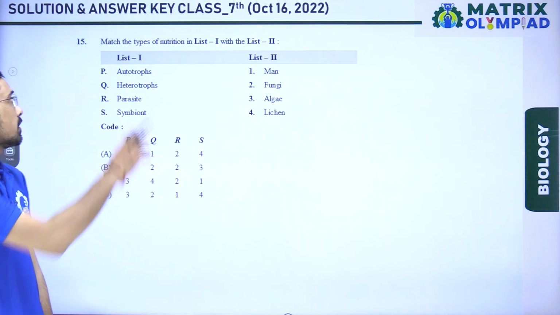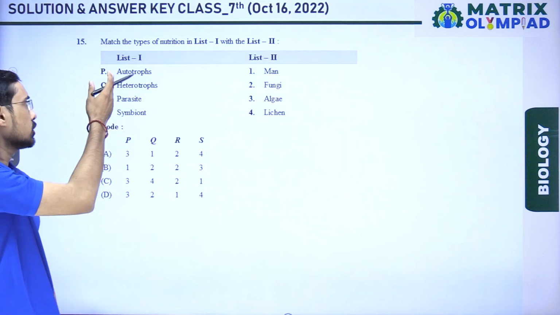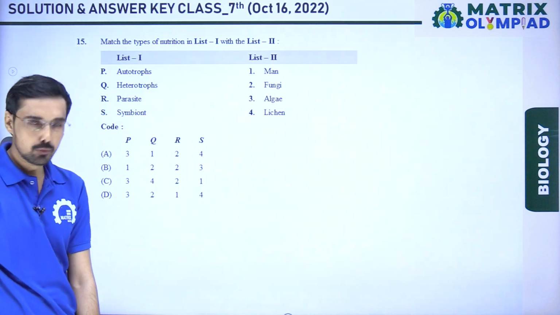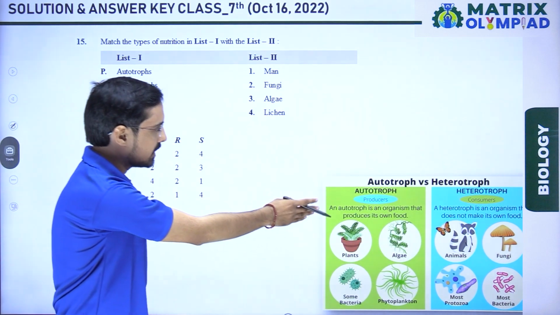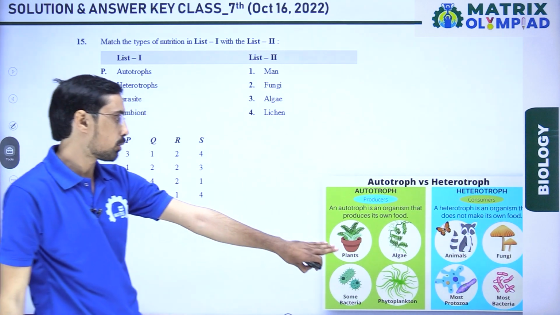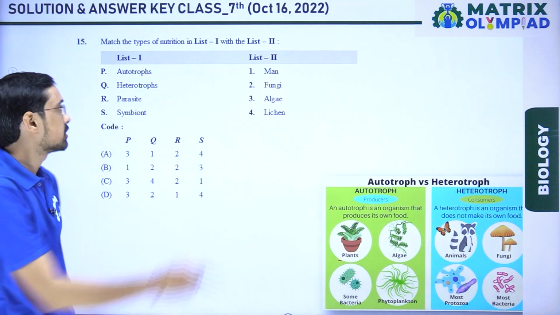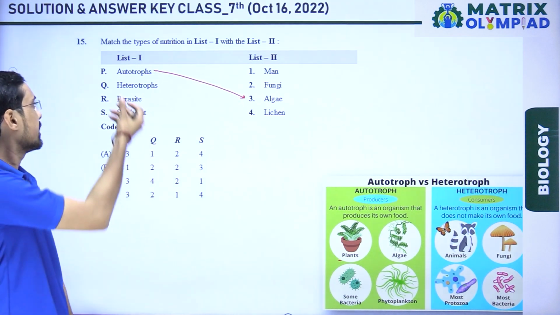The second question is, match the type of nutrition, in which two lists are given. First is autotrophs. Autotrophs means those which make their own food, as we can see in the diagram. An autotroph is an organism that produces its own food. The categories in autotrophs are plants, algae, some bacteria and phytoplankton. So our answer is algae.